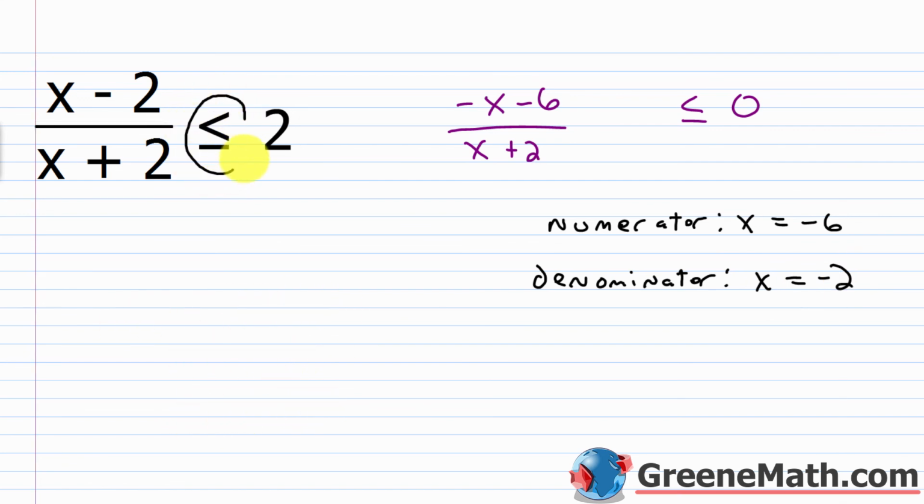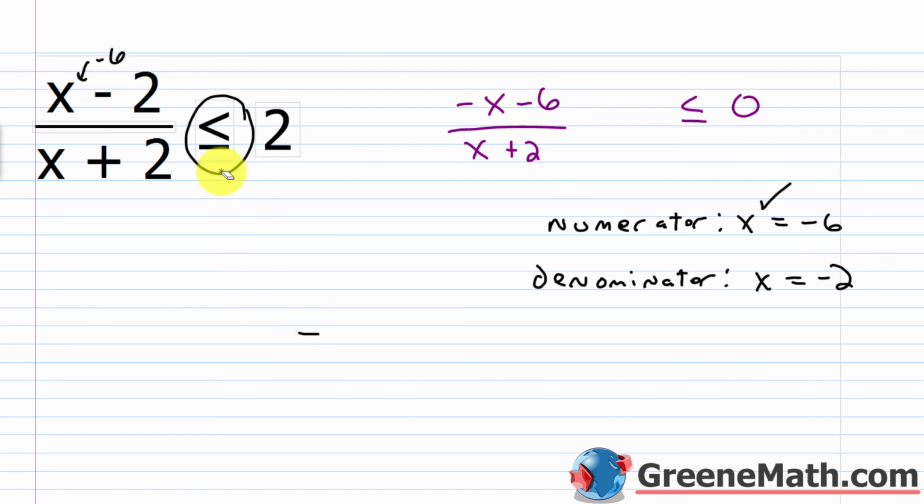You have less than or equal to. If I use x equals -6, plug in a -6 here. So you get -6 minus 2. That's going to give you -8. So you'd have -8 over -6 plus 2, which would give me -4. This is less than or equal to 2. -8 over -4 is 2. So what you end up with here is a true statement. 2 does equal 2. So this part right here, x equals -6, this is going to work out for us.